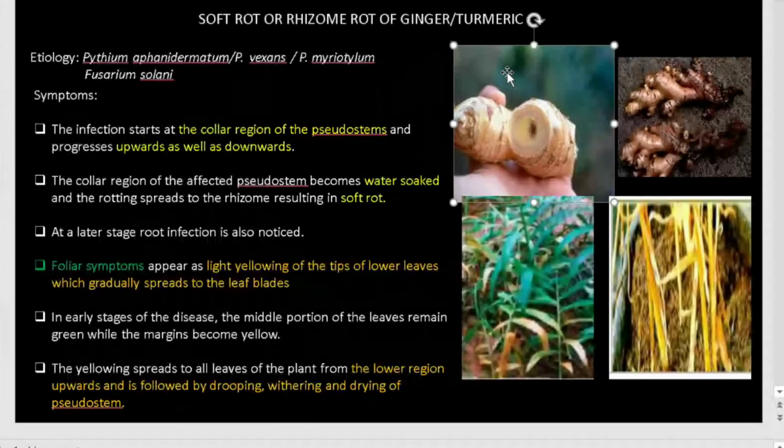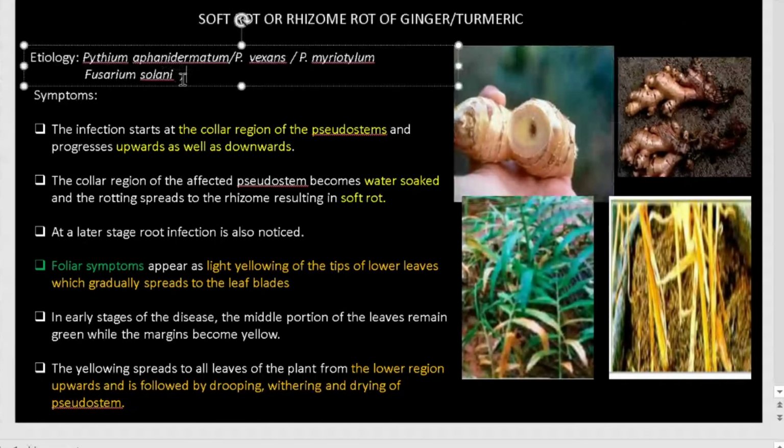Apart from collar rot, on the upper canopy of the plant, some yellowing and gradually some wilting is also seen. That wilting and yellowing is more pronounced in case of Fusarium solani, or sometimes there is also Fusarium wilt, caused by Fusarium oxysporum forma specialis gingeri. Different kinds of Fusarium species, because Fusarium oxysporum also can cause this problem.